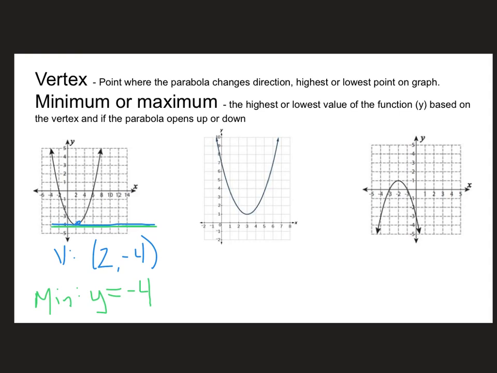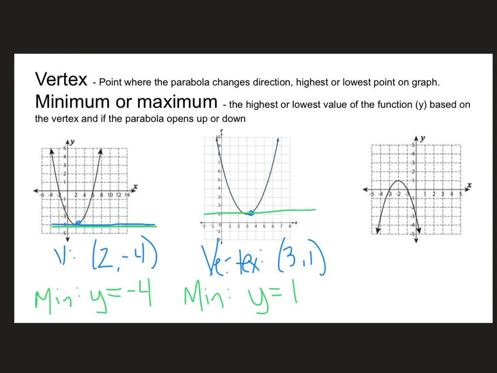Now if we're looking at the second graph here, you can see that the vertex is located again at the bottom of the parabola. So this vertex is going to be located at 3, 1. Since the parabola is opening upward, this is also going to create a minimum value. So this one has a minimum where y is equal to 1. That means that all values of y here should be greater than or equal to that 1.